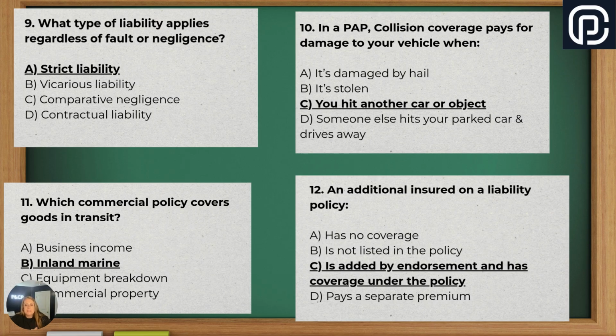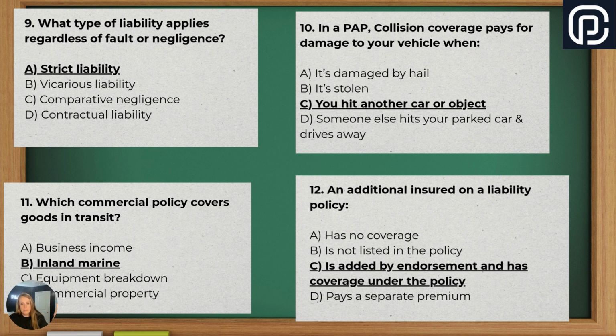Number 12, an additional insured on a liability policy. This one is going to be C, is added by endorsement and has coverage under the policy. If you look at your answer key here, I give you an example about a landlord. Let's say a landlord is leasing a commercial space to a retail store owner. In part of that lease agreement, the landlord may require the tenant, the store owner, to name the landlord as an additional insured on the store's general liability policy.